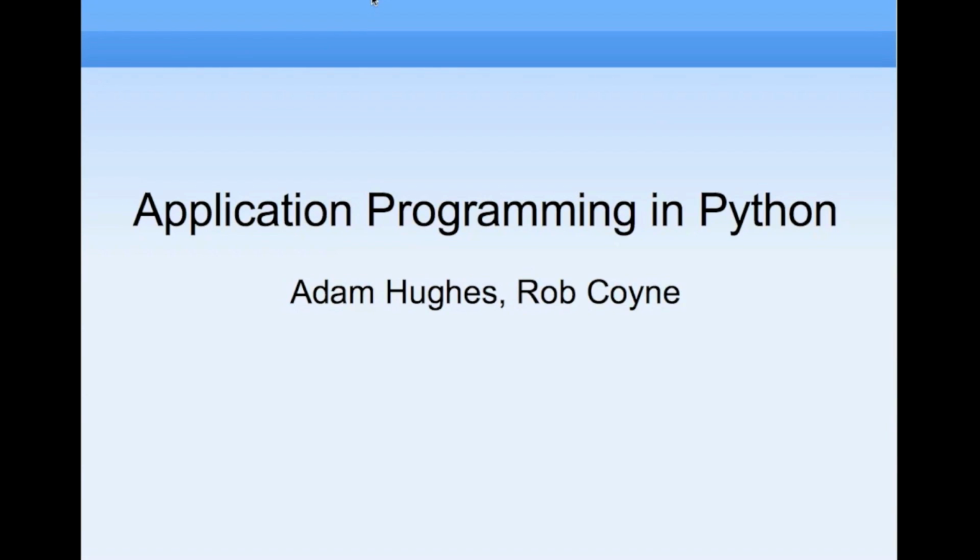This is a short presentation performed by Adam Hughes and Rob Coyne for the George Washington University Physics Department. It is about application programming in Python, exactly what the title says, or how you can build your own Python applications using the Enthought tools suite.